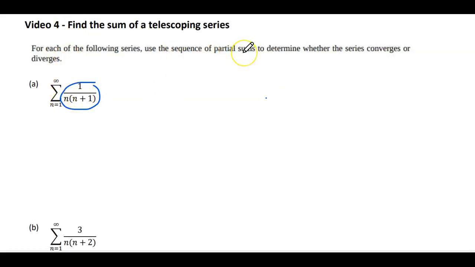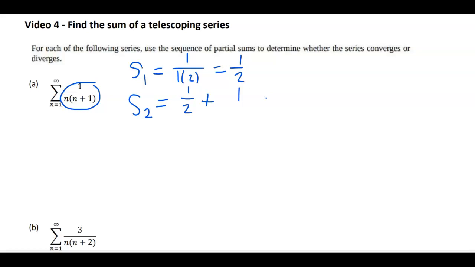So now let's look at the partial sums. So S1 is going to be 1 over 1 times 2. So that's going to be 1/2. S2 is going to be 1/2 plus 1 over 2 times 3. S3 is going to be 1/2 plus 1/6 plus, we do 1 over, it's our third term, 3 times 4, so 1/12.